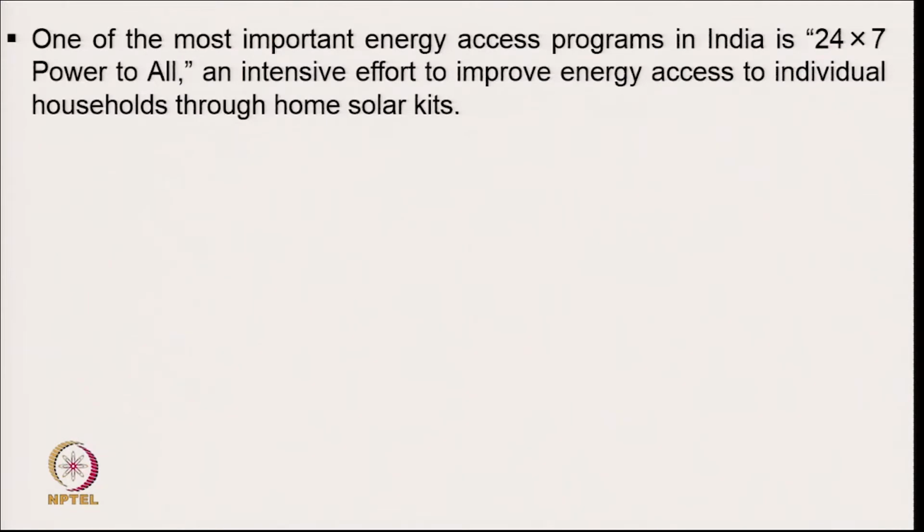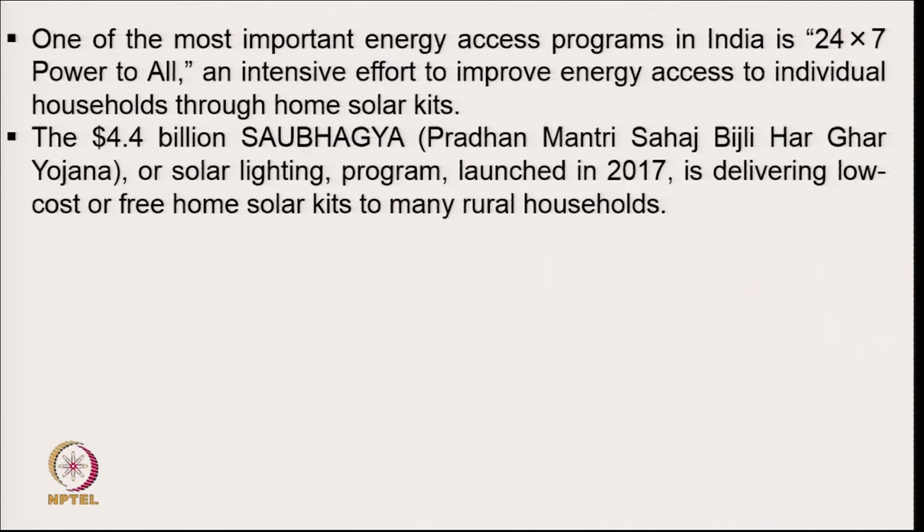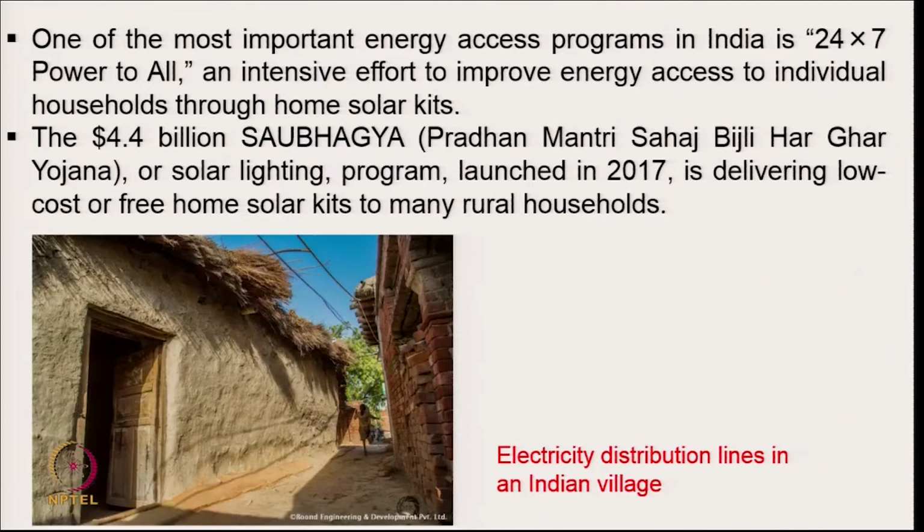One of the most important energy access programs in India is 24/7 power for all, and intensive effort is being made to improve energy access to individual households through home solar kits. The amount of 4.4 billion was allotted to the Saubhagya Pradhan Mantri Sahaj Bijli Har Ghar Yojana, and a solar lighting program launched in 2008 delivered low cost and free home solar kits to many rural households, like the typical example here of an electricity distribution line in an Indian village.